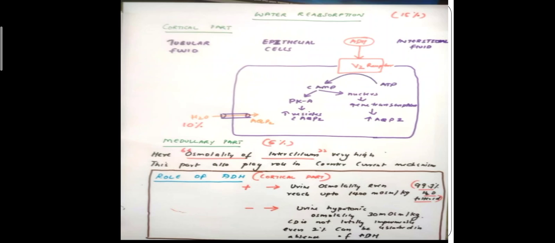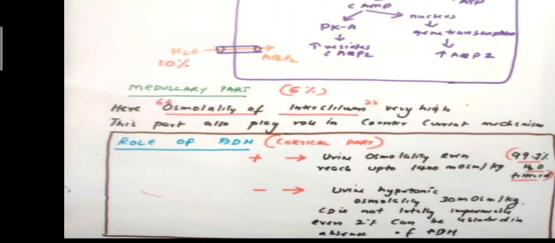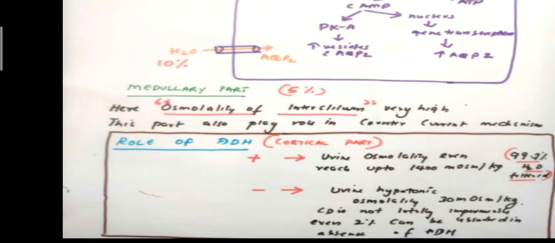And in the medullary part, 5% occurs. Here the osmolarity of the interstitium is very high, and this part also plays a role in the countercurrent mechanism. So what is the role of ADH in the cortical part? If ADH is present, urine osmolarity can reach up to 1400. If ADH is absent, urine is hypotonic with osmolality of 30 milliosmol per kg. So the collecting duct is not totally impermeable. Even 2% can be absorbed in the absence of ADH.